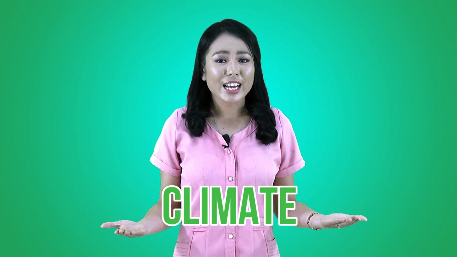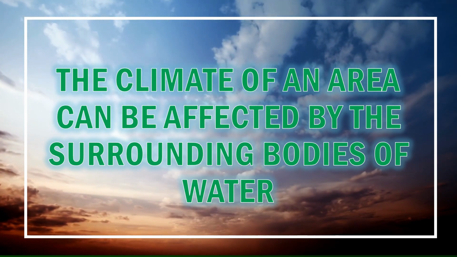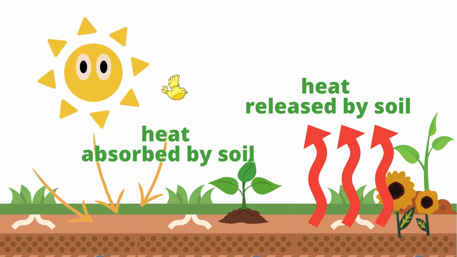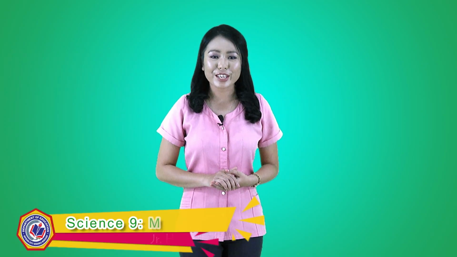There you have it. So, is your prediction right? Great! You just figured out that the soil heats and cools faster than the water. But what has it got to do with climate? The climate of an area can be affected by the surrounding bodies of water. The last activity shows that soil absorbs heat faster than water. At the same time, soil releases heat faster as compared to water. It is because water is a slow conductor of heat. Thus, it needs to gain more energy than the sand or dry land in order for its temperature to increase.